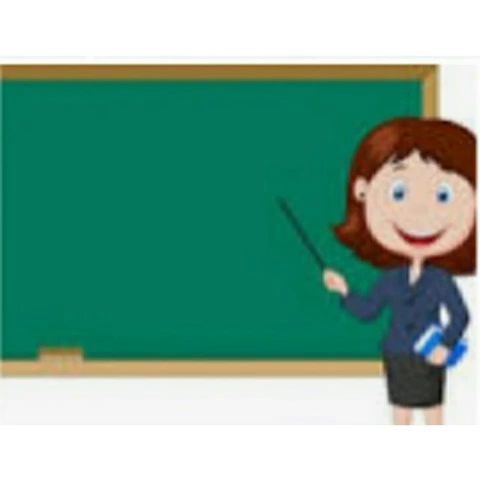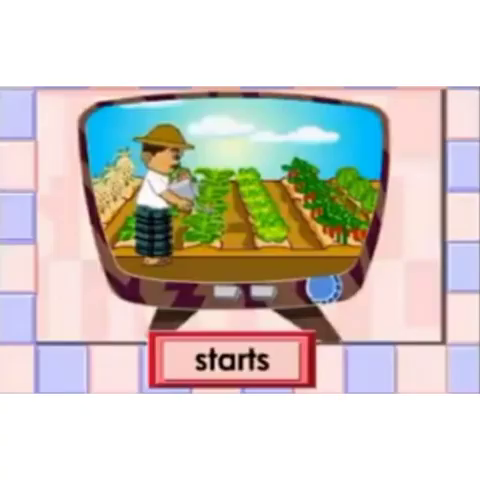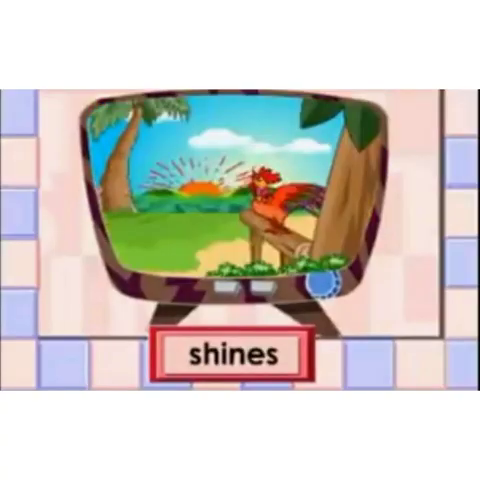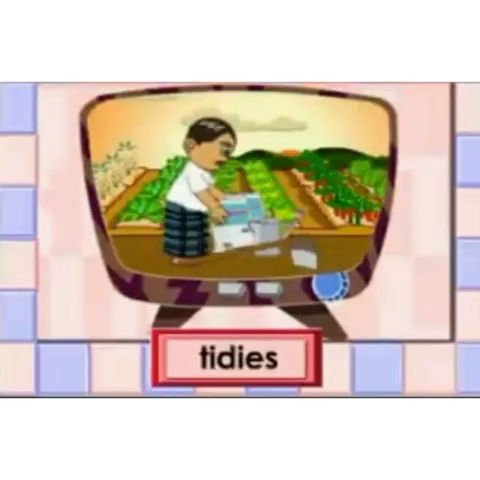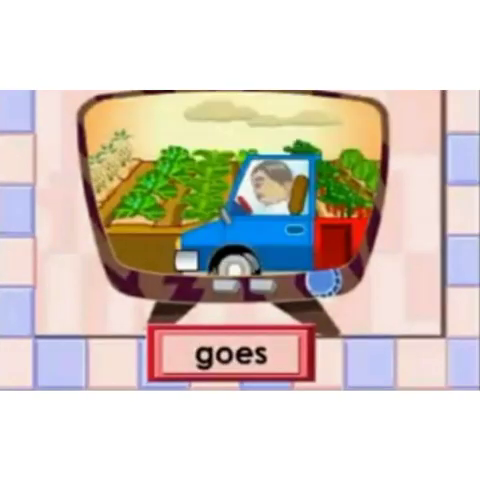In all these sentences, some words are put in blue boxes. Have you noticed it, children? Do you know why it is done so? Come on, let's find it out. Those words are starts, shines, plants, buy, uses, tidies, and goes.